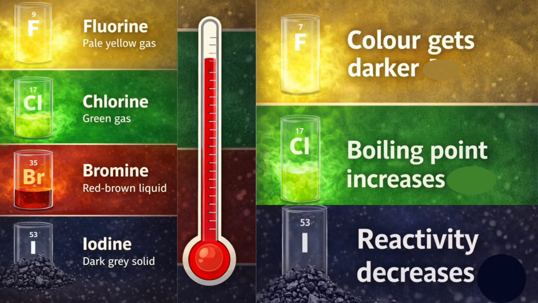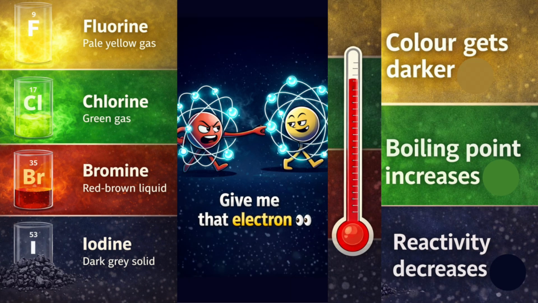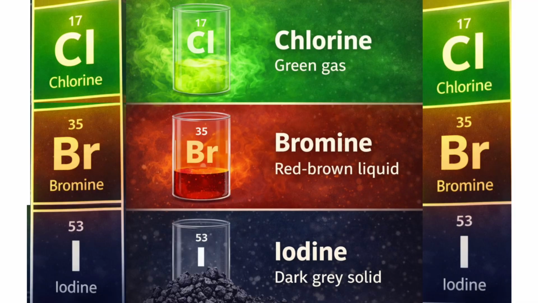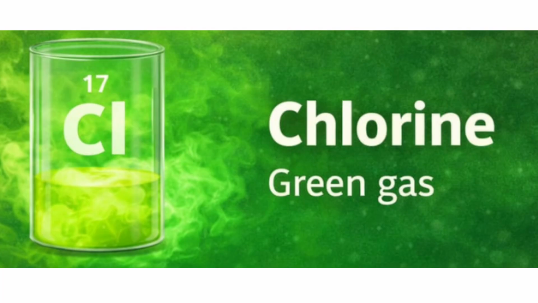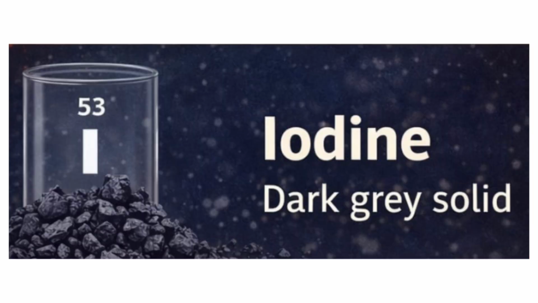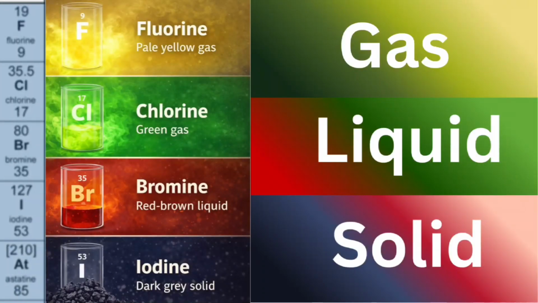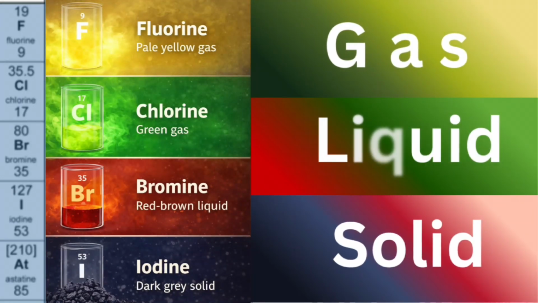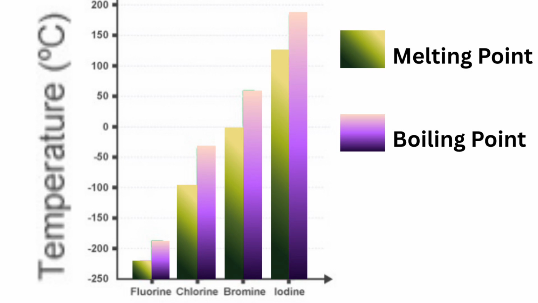Now, the halogens show clear trends in both their physical and chemical properties. Let's start with the physical properties. If we look at chlorine, bromine and iodine at room temperature, we notice something interesting. Chlorine is a gas, bromine is a liquid, iodine is a solid. So as we go down the group, the state changes from gas to liquid to solid. This tells us that the melting and boiling points increase down the group.